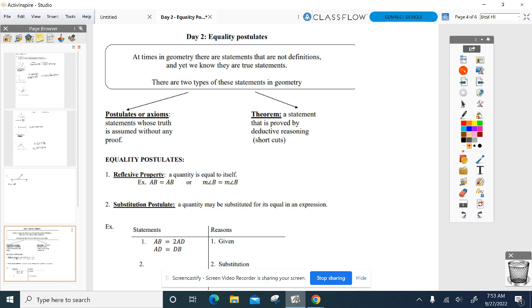Now, some of you are going to be like, are you for real, Mr. Carlin? Are you for real with this? Why are you teaching us this? AB equals AB. A quantity is equal to itself. Wow, that's breaking news, huh? So angle B is the same measure as? What's on the paper? Angle B. Line segment AB has the same length as? Line segment AB. That's called the reflexive property.